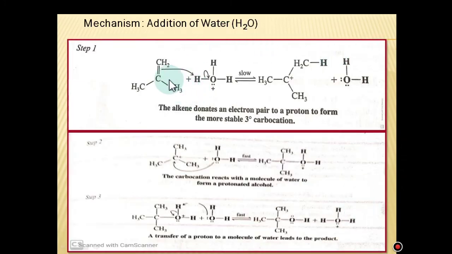Now what is the mechanism? Step 1. The alkene reacts with the acidified water, protonation of the alkene takes place and a carbocation is formed. If there is a possibility of more than one carbocation being formed, then the more stable carbocation is favorable. This is the tertiary carbocation. Now this tertiary carbocation reacts with water, a lone pair of oxygen attacks that carbon and this intermediate is formed, and finally the loss of a proton and the formation of alcohol.